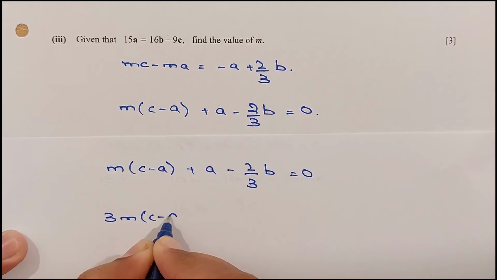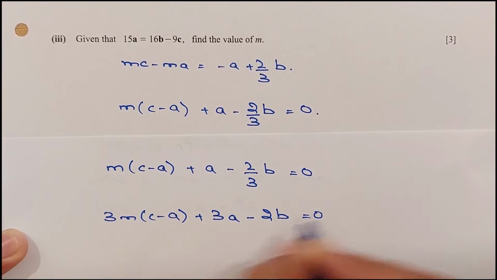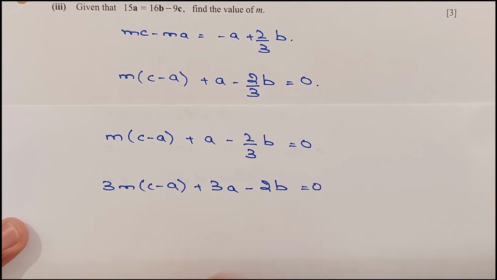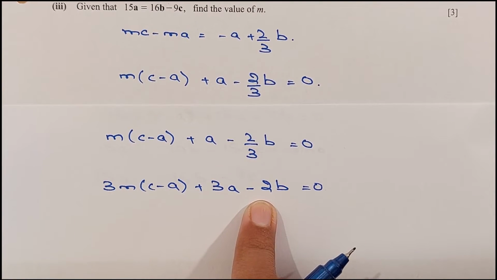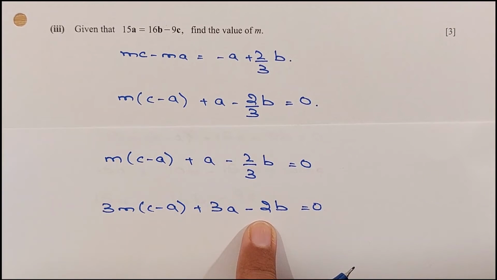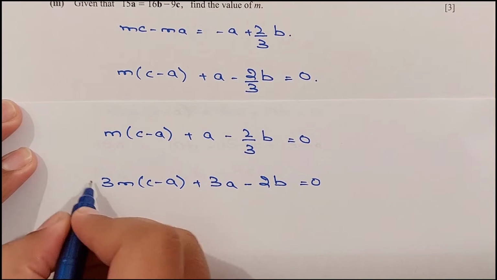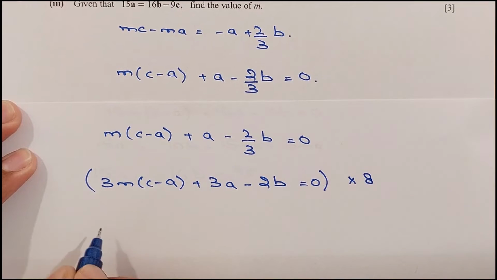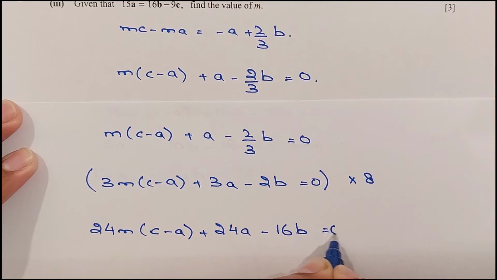3M(C minus A) plus 3A minus 2B equals 0. Now making the coefficient of B as 16. We are not making A as 15, since M has C and A, so we have to make this equation in terms of C and A, so we use B. 2 times 8 is 16, so multiplying throughout the equation by 8: 3 times 8 is 24M(C minus A), plus 24A, minus 16B equals 0.